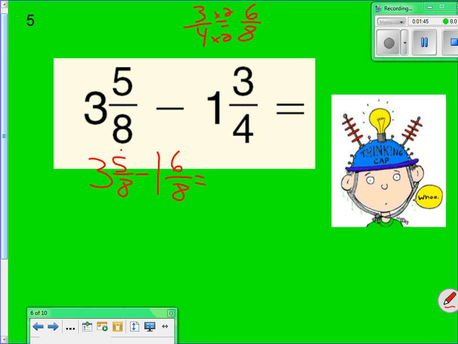Common denominators, is this 5 larger than 6? It's not. I have to make this number bigger, so I'm going to cross off this 3. I'm going to go ahead and add an 8 over 8 to the 5, so it gives me a 2. And this gives me a 13 over an 8 minus 1 and 6/8. 2 minus 1 gives me 1. 13 minus 6 gives me 7/8. 1 and 7/8.